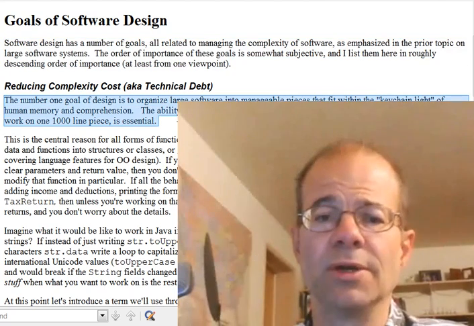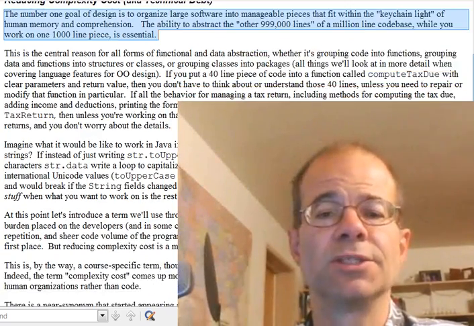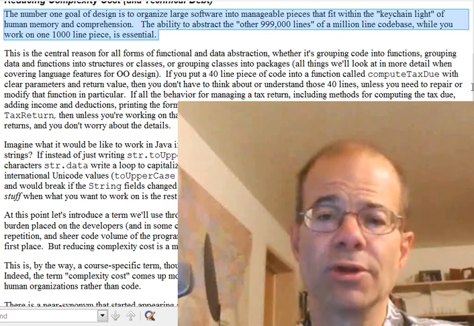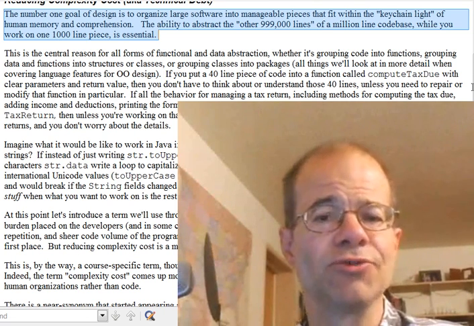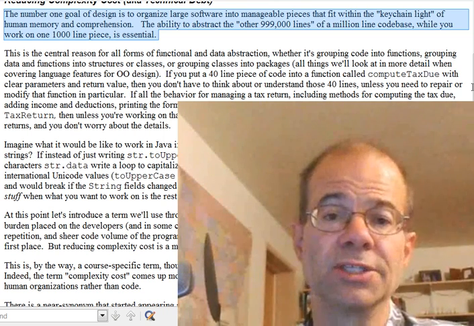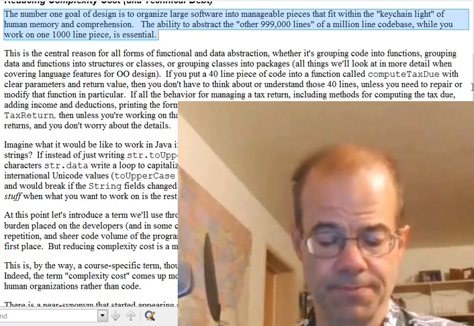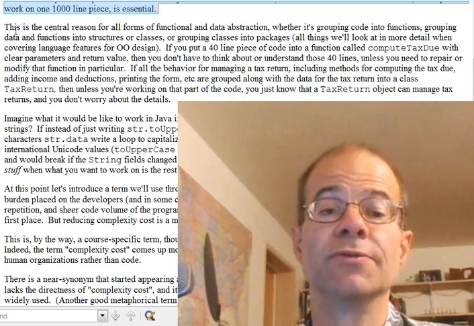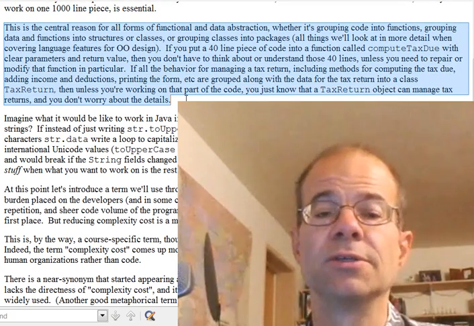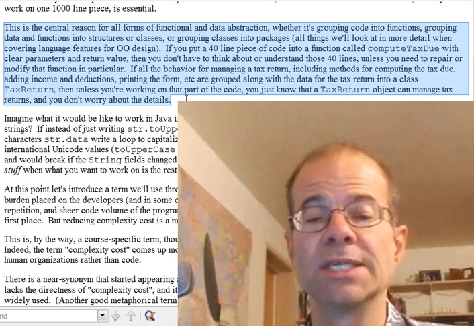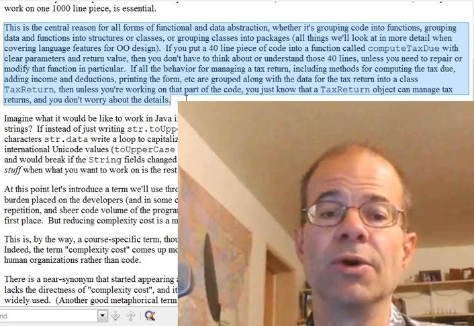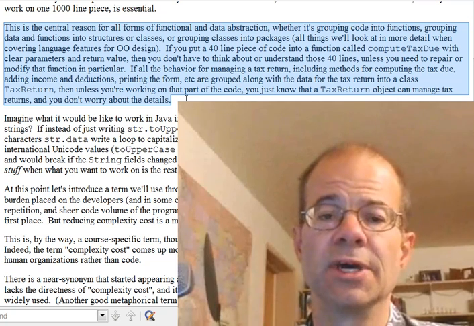The number one goal of software design is to organize large software into manageable pieces that fit within the keyhole of human memory and comprehension. The ability to abstract the other 99,000 lines of a million-line codebase while you work on one 1,000-line piece is essential. This is the central reason for all forms of functional and data abstraction, whether it's grouping code into functions, grouping data and functions into structures or classes, or grouping classes into packages. And those are all things that we'll look at in more detail when we cover language features for object-oriented design.